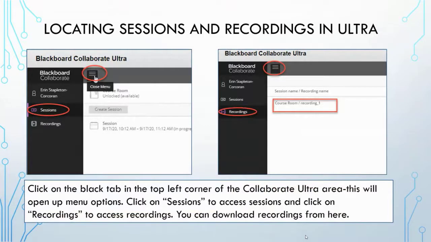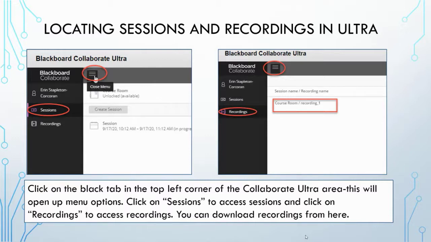This is something that is a little bit newer that some instructors have had some questions about, so I thought I'd share with you where to find the recordings for Blackboard Collaborate Ultra. When you click on the link for Collaborate Ultra, you'll get this course room and the session menu. In the top left, which I've circled, there's a box with 3 lines. It's like a black box with 3 white lines. You will click on that.